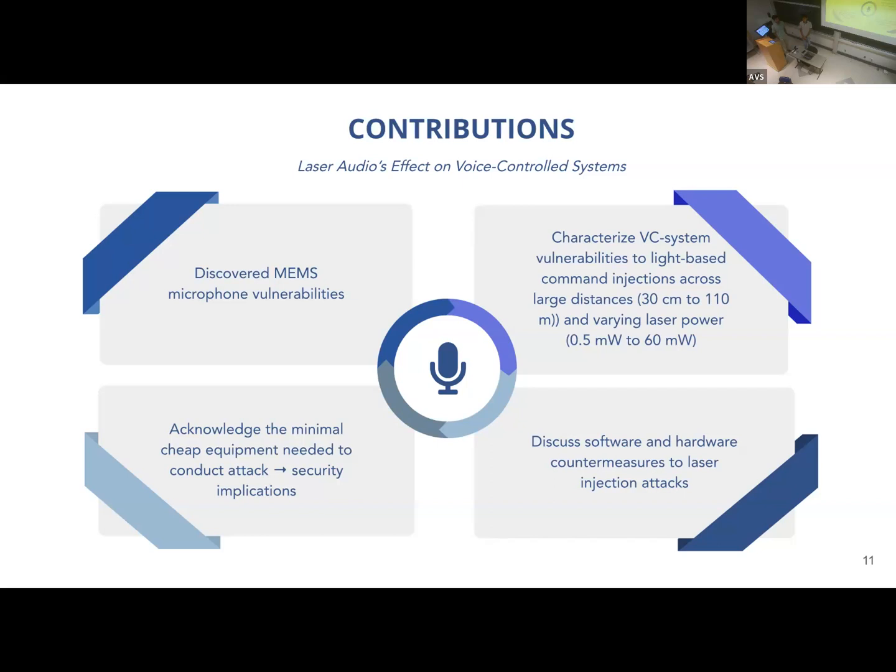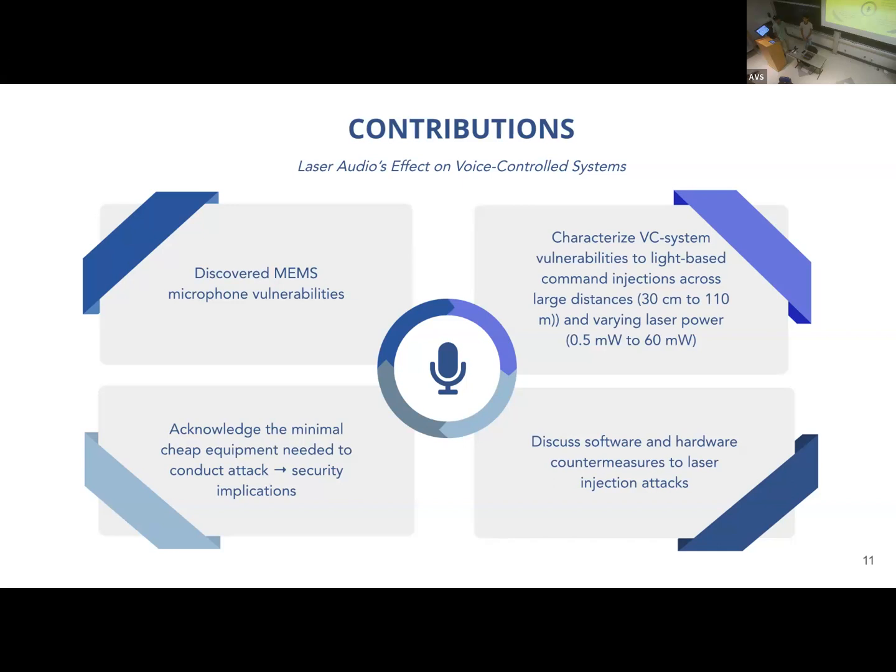And also varying laser powers from 0.5 milliwatts to 60 milliwatts. It was a very comprehensive study with many different devices tested that we use in everyday life. And then it also acknowledged the minimal cheap equipment needed to actually conduct this attack. So unlike other laser attacks, with 5 milliwatts, you can just buy a device on Amazon and actually conduct this attack. So it brought awareness to this, and a lot of future firmware updates and future physical updates to a lot of these devices were employed by Amazon and a lot of other players that smart home manufacturers deal with.